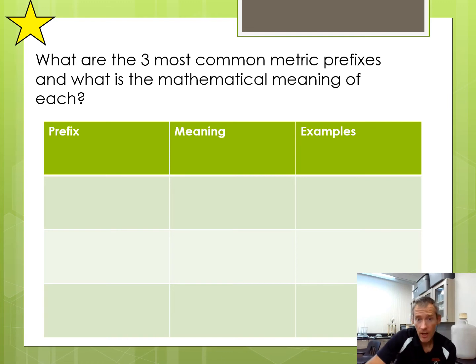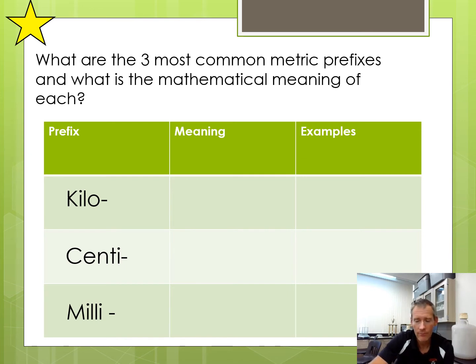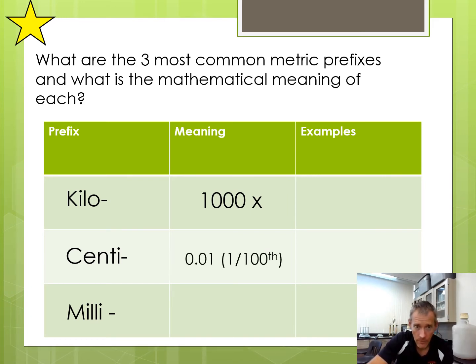What are the 3 most common metric prefixes? So kilo, centi, and milli are the 3 common ones. We will work on other ones, but these are the 3 most common ones. And the kilo is 1,000 times greater. The centi is 1/100th of the base, and a milli is 1,000th of the base.